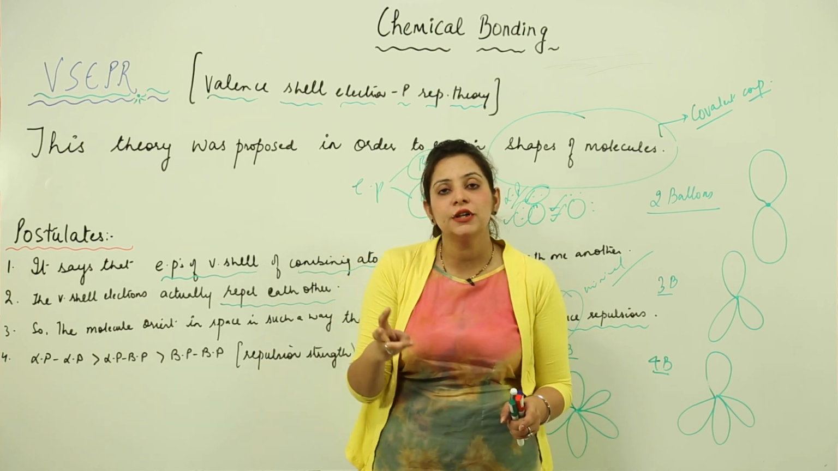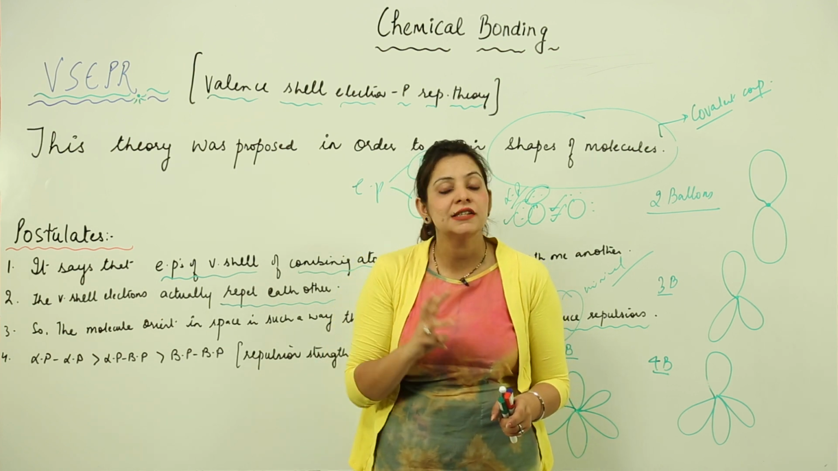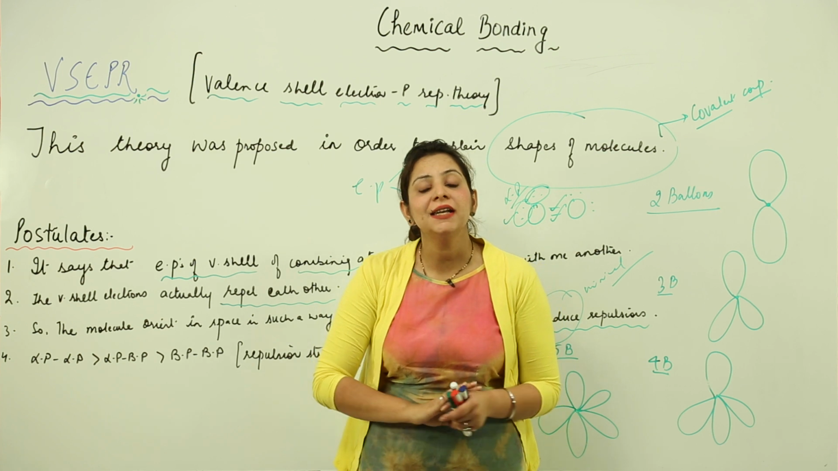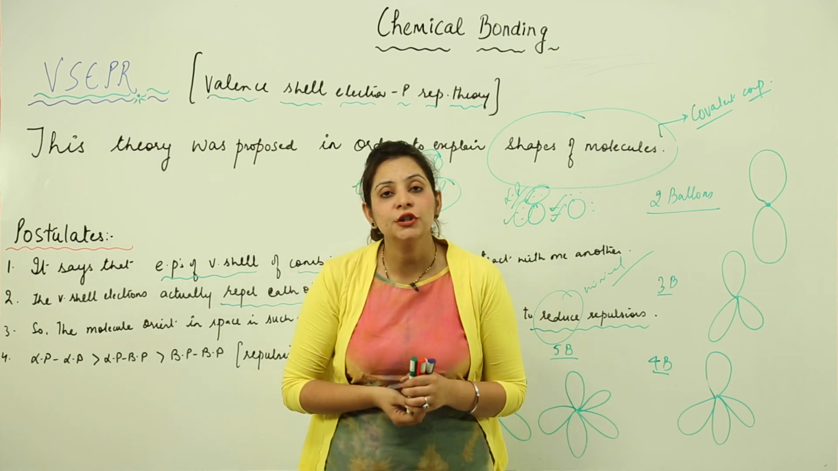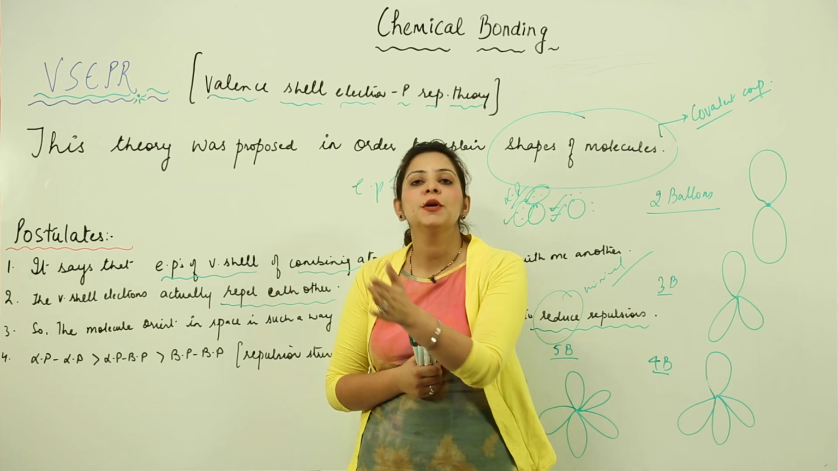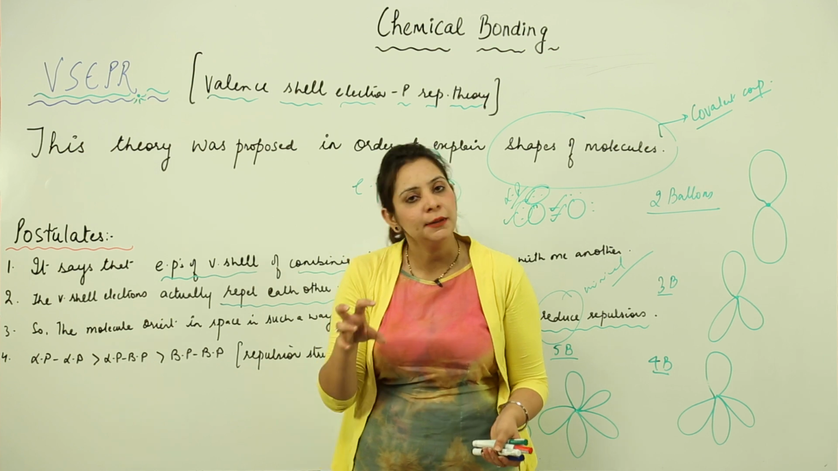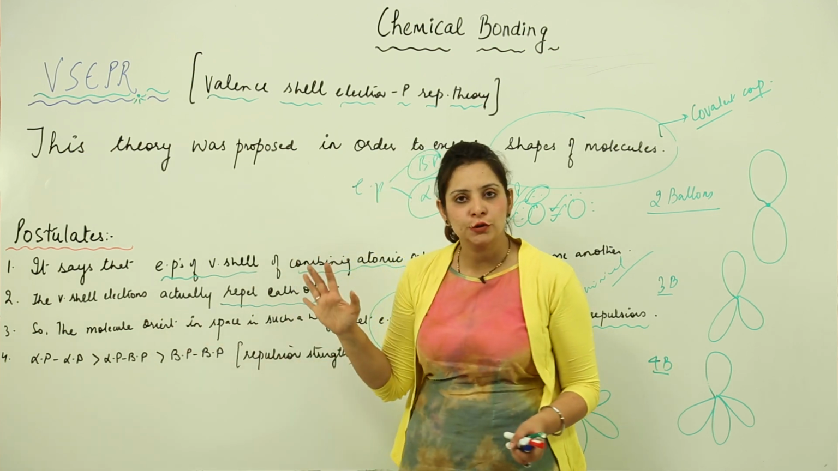If we try to draw a molecular geometry, we need to take these things into consideration. And fourth, regarding repulsion strengths, lone pair repulsion is maximum, bond pair repulsion is least, and the moderate one is the repulsion between lone pair and bond pair. So these are actually the postulates.